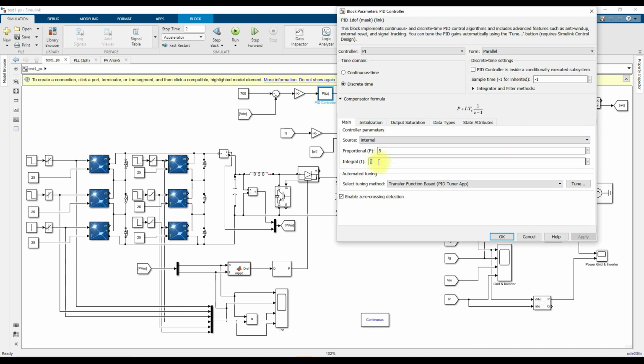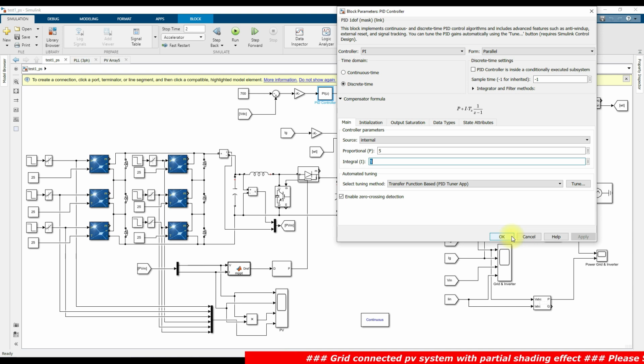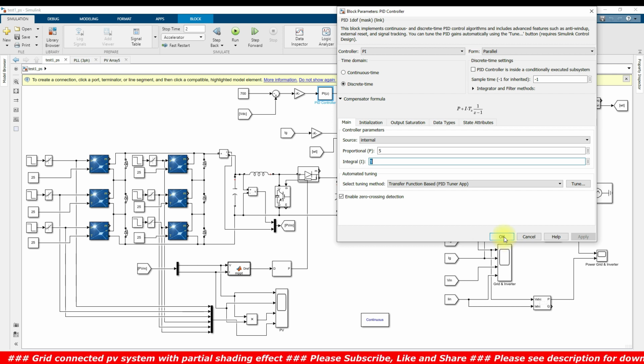In order to get the proper output, you need to tune the KP and KI values of this voltage controller. Initially you put 1 and check the result, and then slightly increase the KP and KI values to get better results. For KP equal to 5 and KI equal to 5, I am getting better results. It will take some time to get the proper results, or else you can use the tuner.